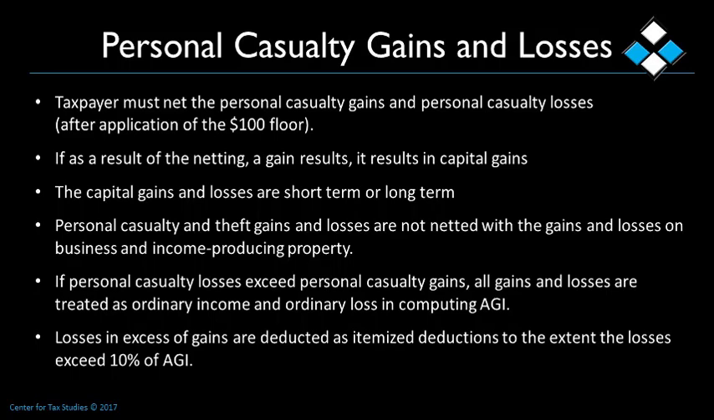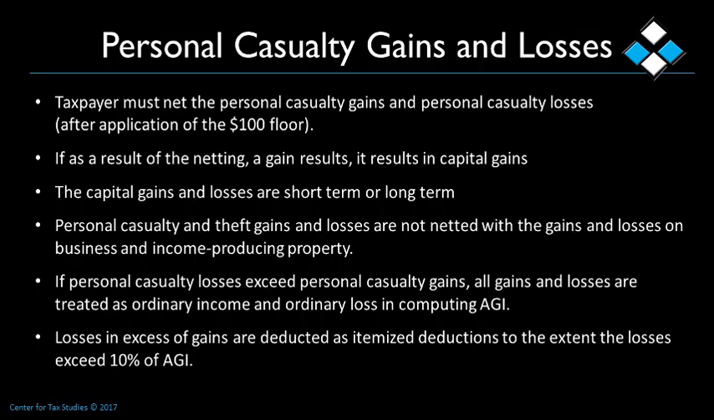In the netting process, the personal casualty and theft gains and losses are not netted with the gains and losses on business and income-producing property. If personal casualty losses exceed personal casualty gains, all gains and losses are treated as ordinary items. The gains, and the losses to the extent of the gains, are treated as ordinary income and ordinary losses in computing adjusted gross income. The losses in excess of the gains are deducted as itemized deductions to the extent the losses exceed 10% of AGI.